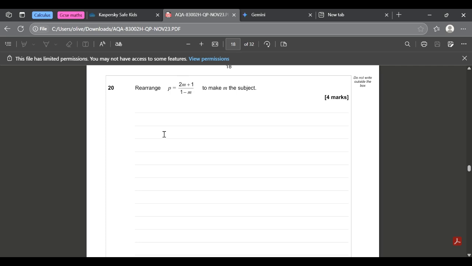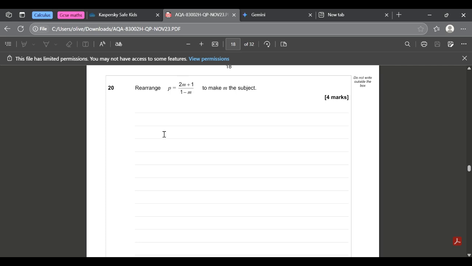Now we want to rearrange it so all the p's are on one side and all the m's are on the other side. And since mp does have an m, we'll put it on the other side. So it's p minus 1 equals 2m plus 1p. We're just adding mp. Okay.